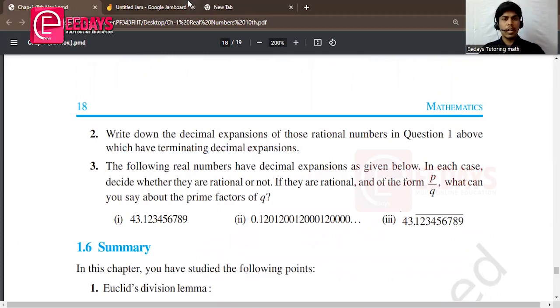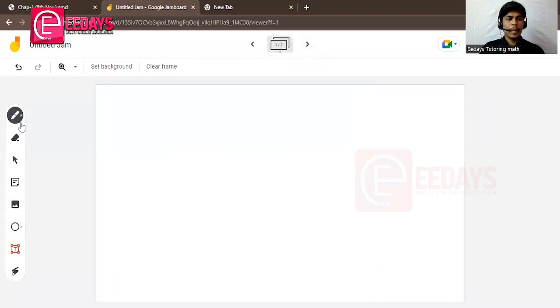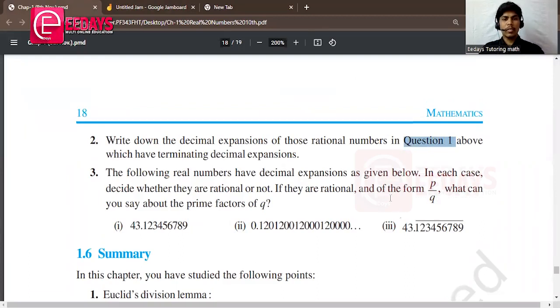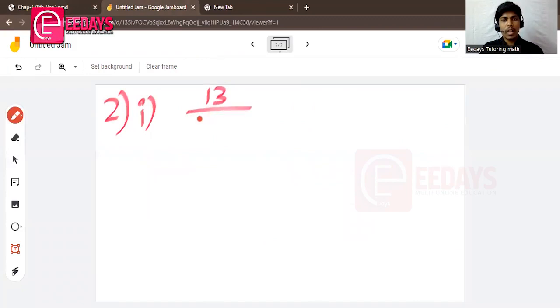Okay. Let's start with the first one. The same question. There is no question written here; all the questions are in question number 1. Question number 1, it is 13 by 3125. Let's do the actual division here. So 13 by 3125, how can you do this? You just do the normal division method, guys.